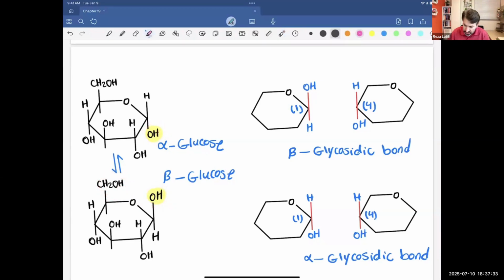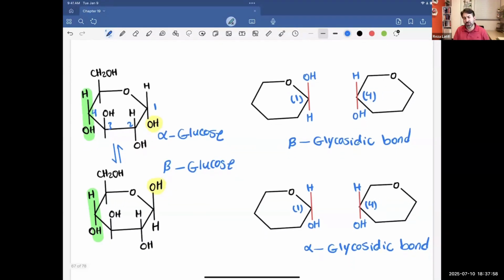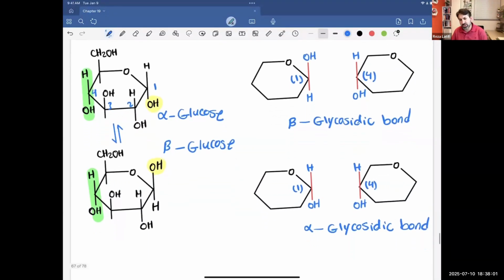Another part of the molecule that I'm going to highlight is carbon number 4. This is carbon number 1, and then 2, let's say 3, and that's number 4. Carbon number 4 has an OH, and that OH can interact with the OH sitting on carbon number 1. Now, imagine you have two alpha molecules. Those two alpha molecules can reach each other, and the OH on carbon number 1 can interact with the OH from carbon number 4.